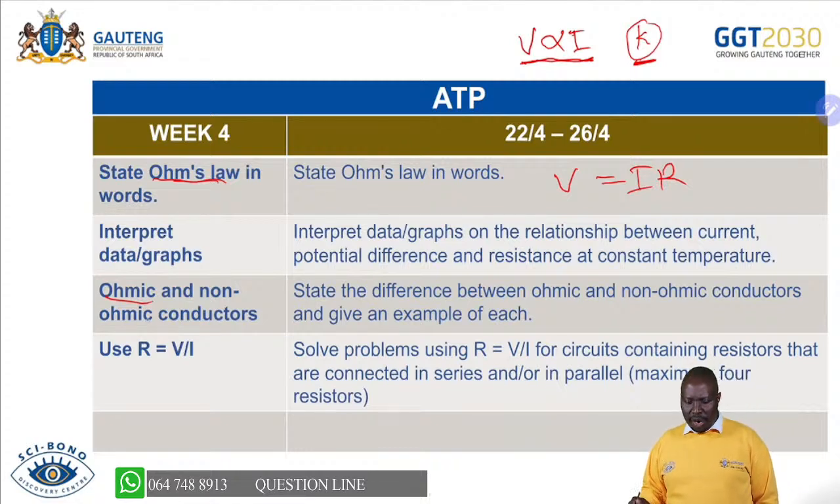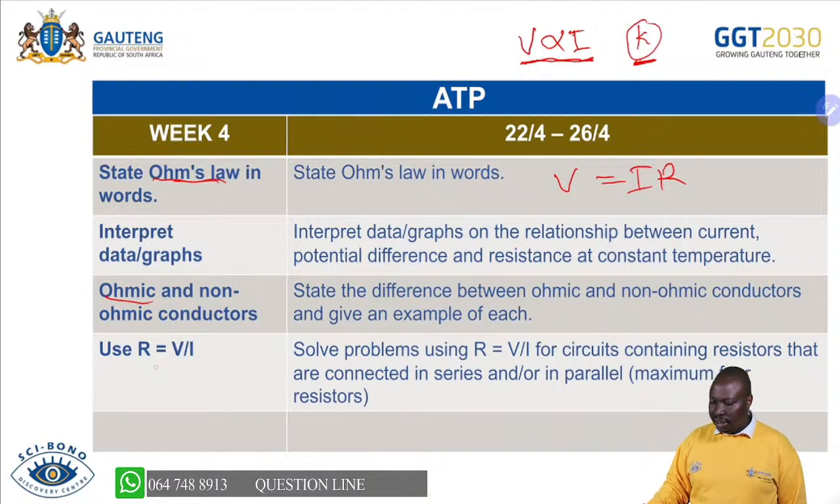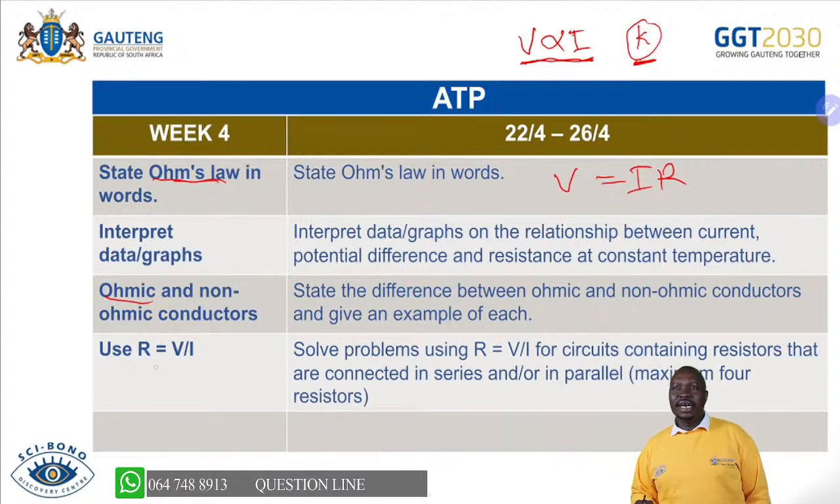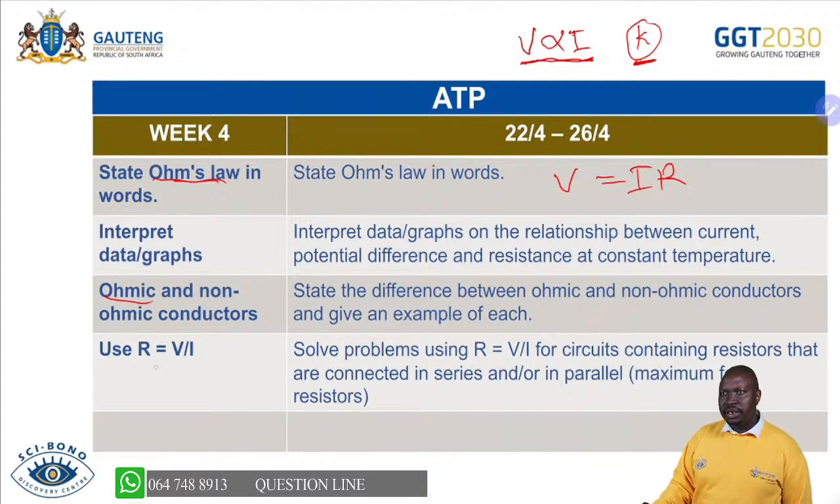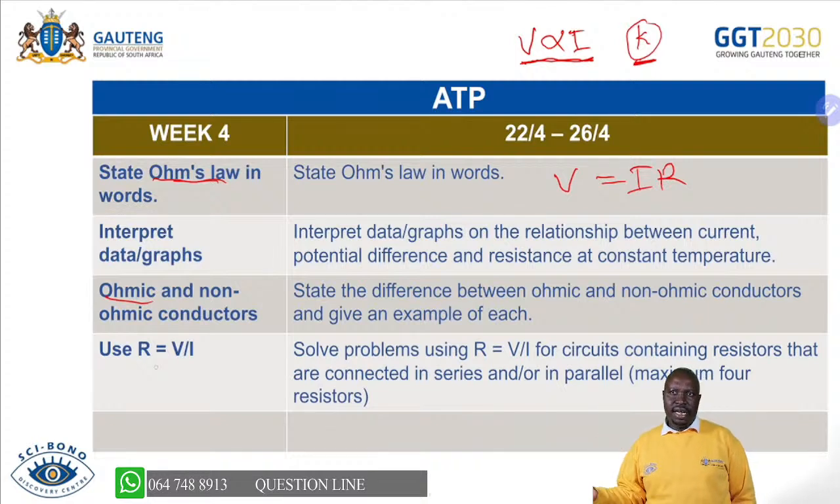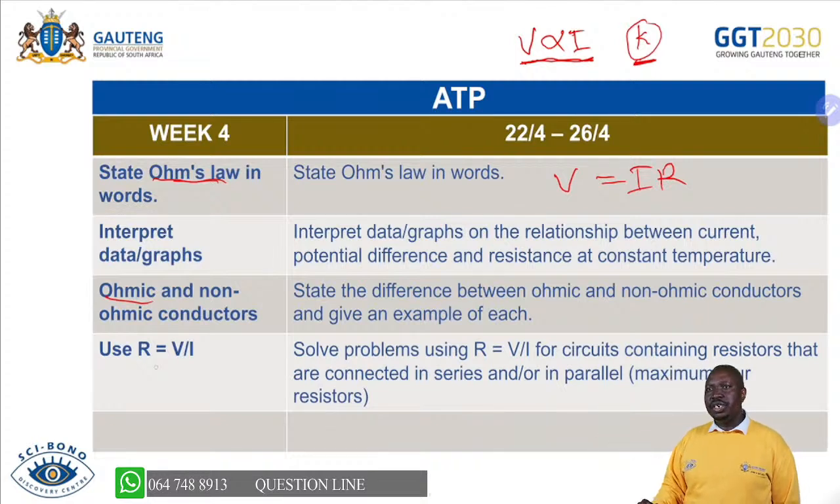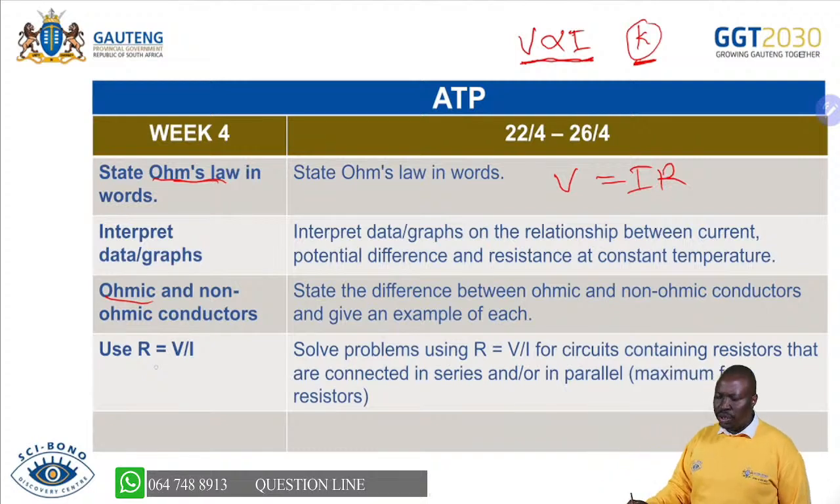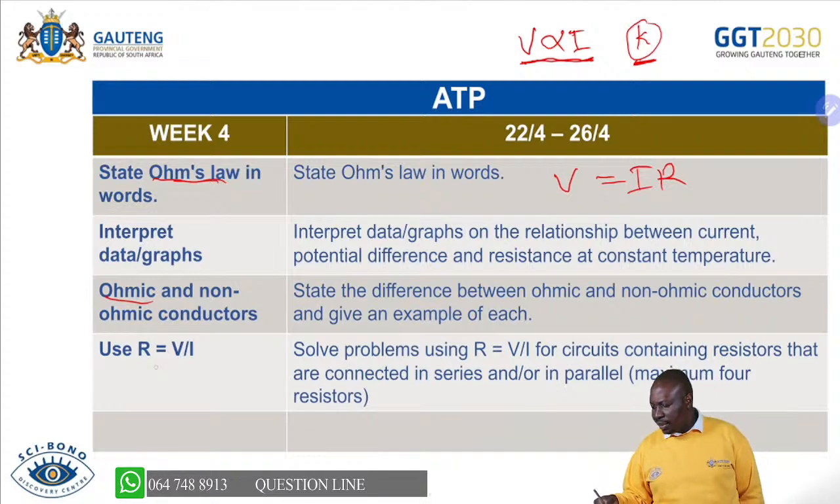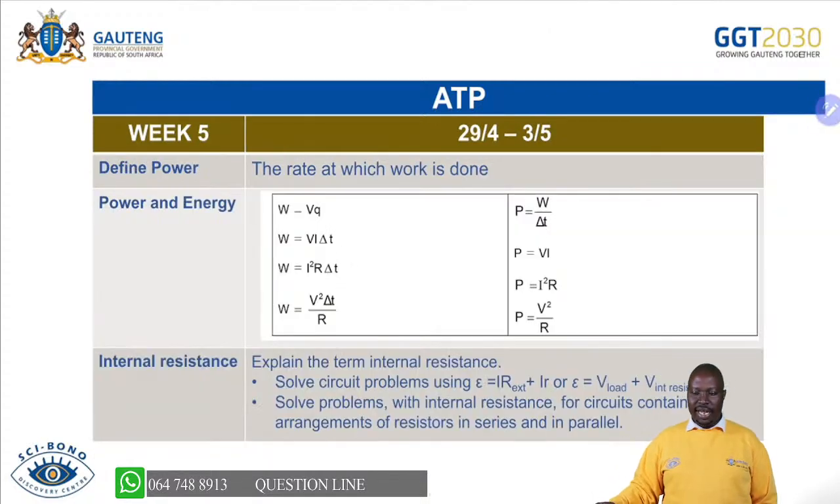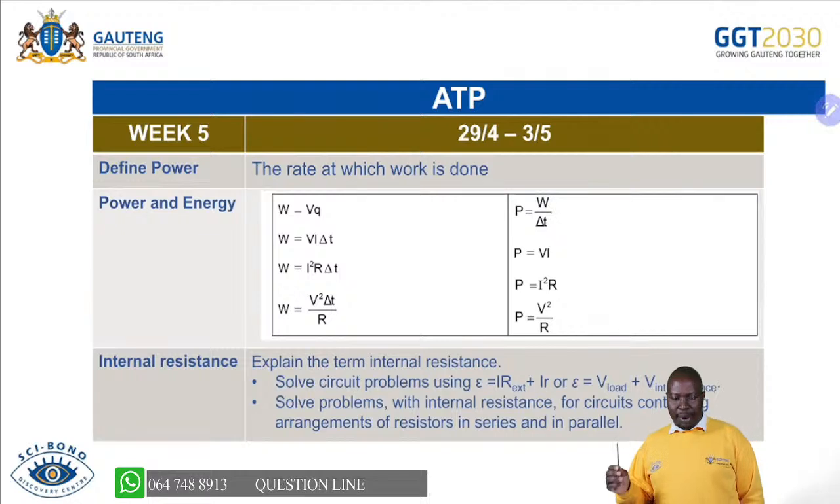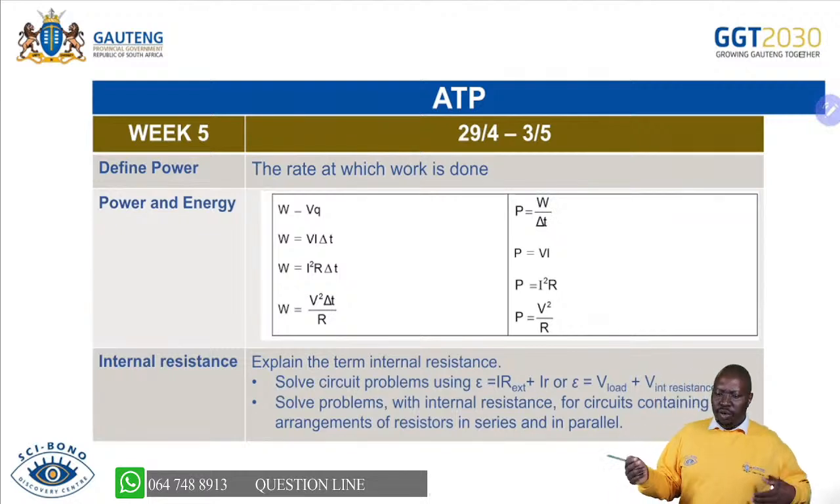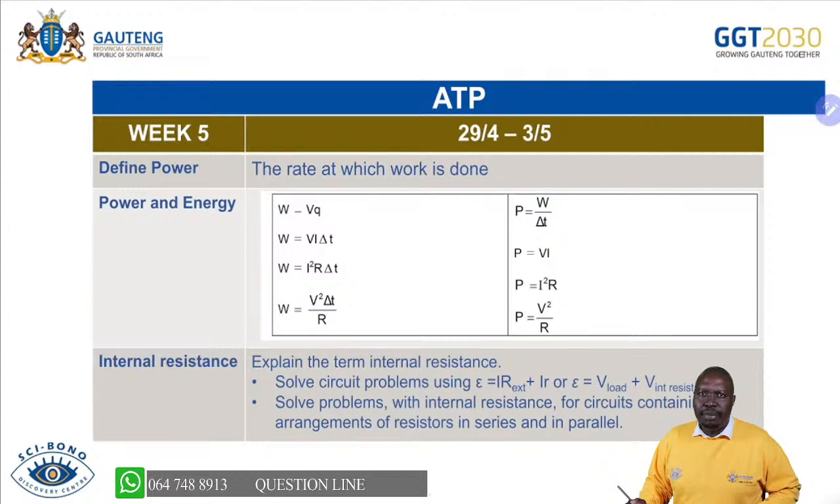We must also be able to use R equals V over I for circuits containing resistors that are connected in series and in parallel. We do a maximum of 4 resistors, so we can have 2 in series and the other 2 in parallel, or a combination, or only in series, and you'll see all that as we do our activity. So it's very important that you practice as many scenarios as possible. The other thing which is important is power. I know that you have done work, energy, and power under mechanics.